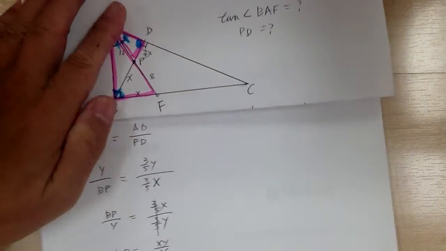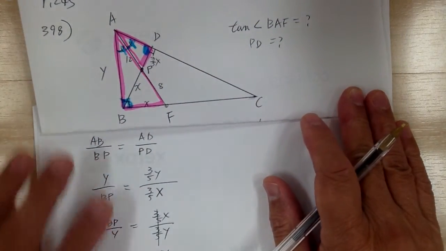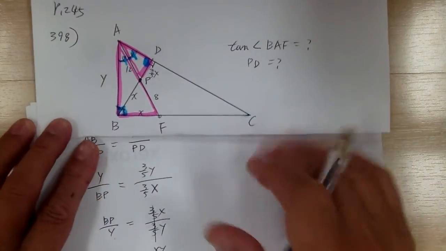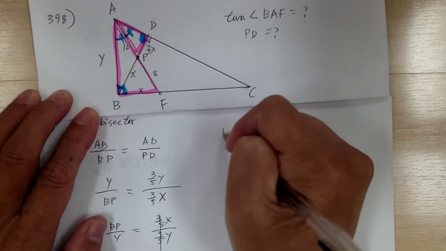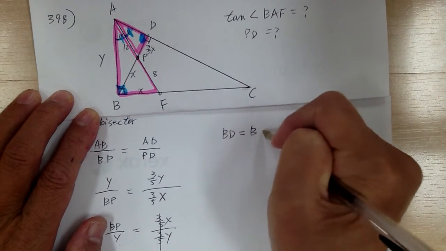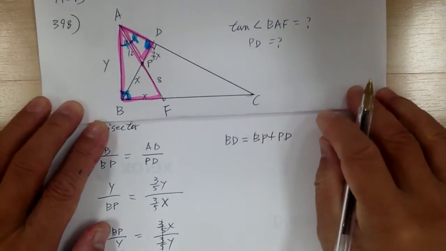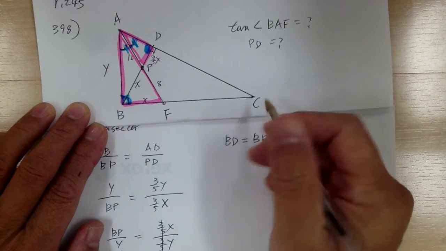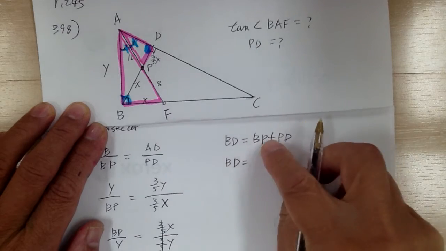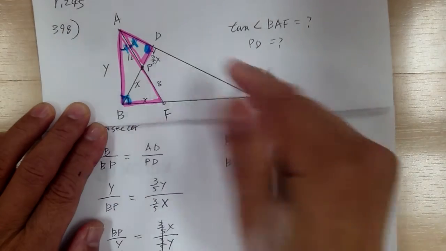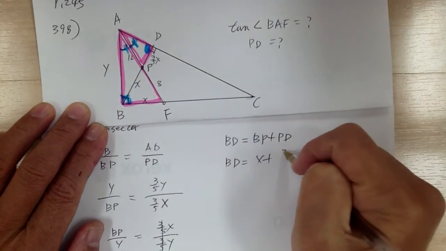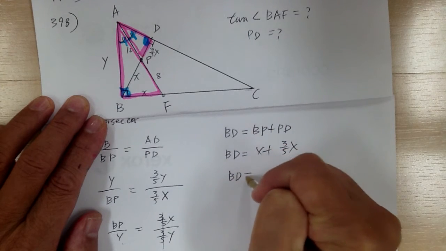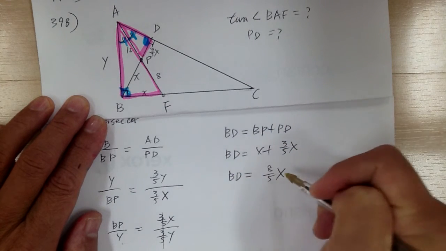Okay, next what we're going to do is look at this triangle again. So you've got BD equal to BP plus PD. So again, this equals this plus that. So BP is x, PD is 3/5 x. So BD is equal to 8/5 x.